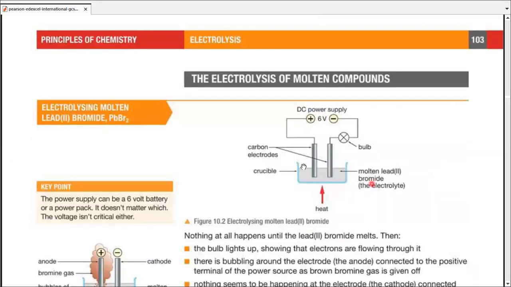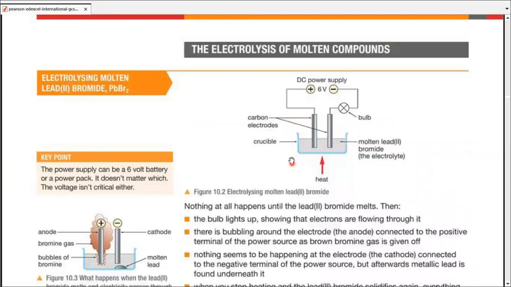We're going to start with electrolysis of molten compounds first. Electrolysis of molten compounds is pretty easy. Let's take a look at the electrolysis apparatus first. We take a crucible, we fill it up with the compound, we heat it so much that it turns into a liquid. We call it the molten compound, the electrolyte in this case, because it's going to conduct electricity.